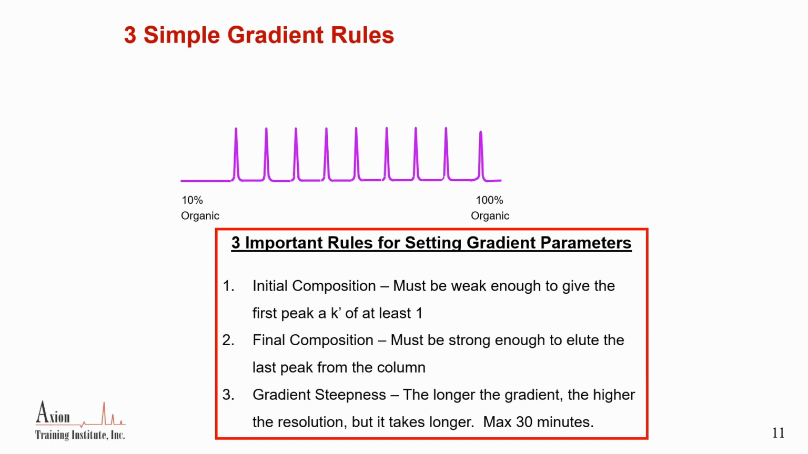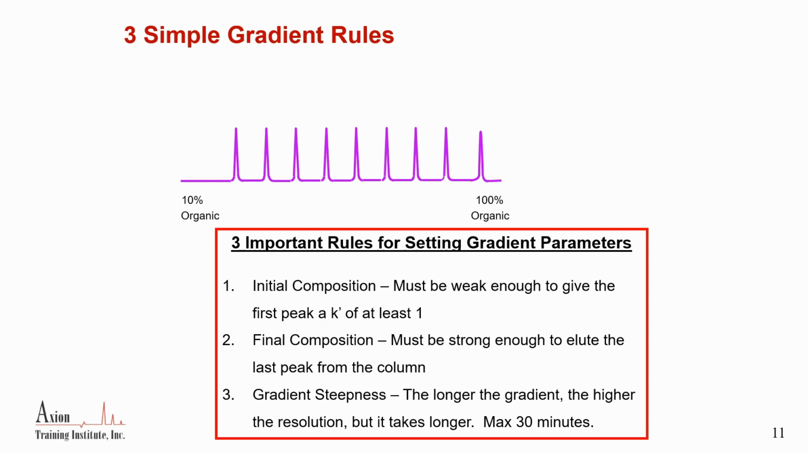So a gradient, there's 3 simple rules. The initial condition is wherever the first peak is coming off. So if your first peak is coming off at 22%, then you should start the gradient next time at 22%. There's no magic there. The peak is telling you what mobile phase it likes. So the initial condition must be weak enough to give the first peak a capacity factor of 1. The final condition has to be strong enough to get the last peak off the column, right? You can't leave it there, got to take it off.